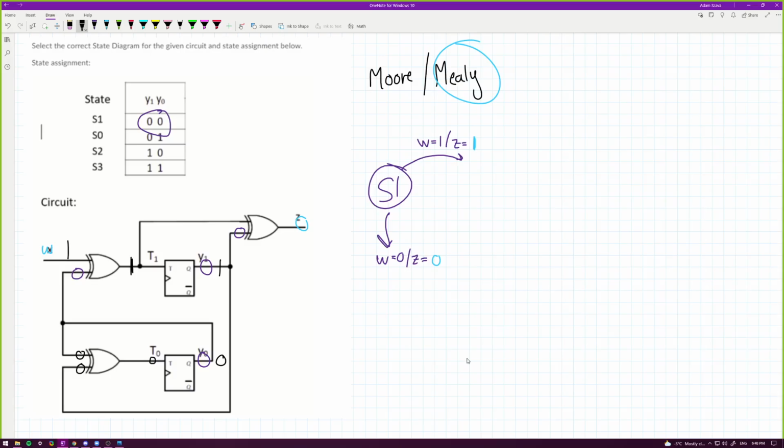So yeah, 1, 0. So we're going to go to S2. When W is equal to 1, we're going to S2. 1, going to 1, 0. Yes, we're going to S2. That'll be our next.